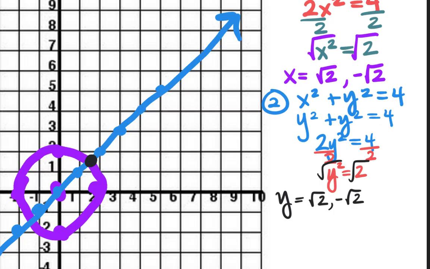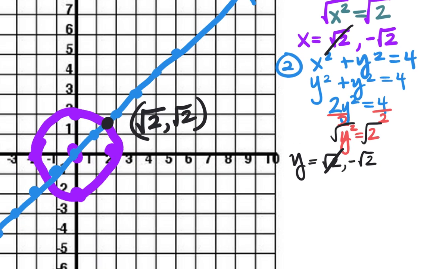Positive, right? The x is a positive. What would the y be? Positive. So this point is hitting at the positive square root of 2 and the positive square root of 2. So this point is at square root of 2, square root of 2. Whatever those decimals are, we're just keeping it as a square root.